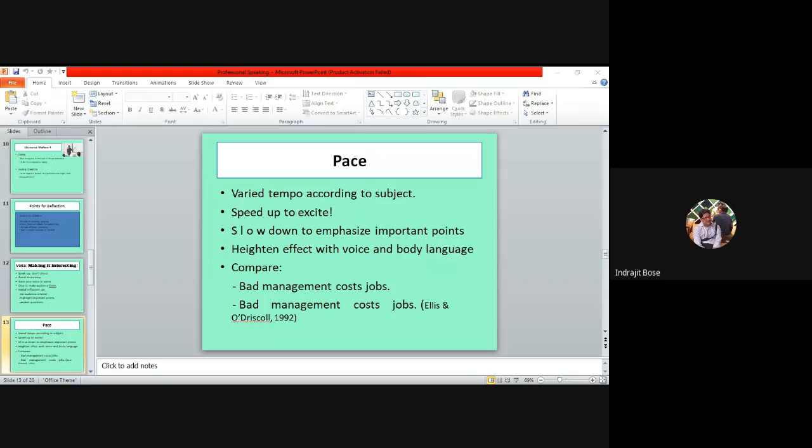Sneha, are you there in the class? Sneha Ghosh. If you are there, please type in the box. Yes, so please respond. Do you think that it is preferable to speak very fast or very slow?